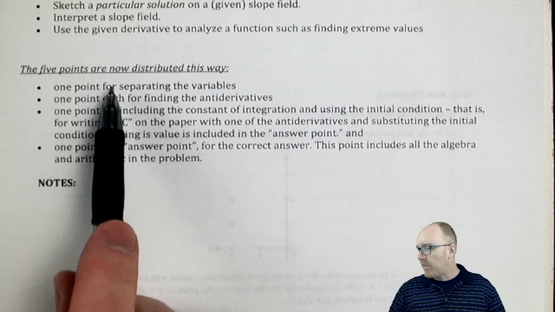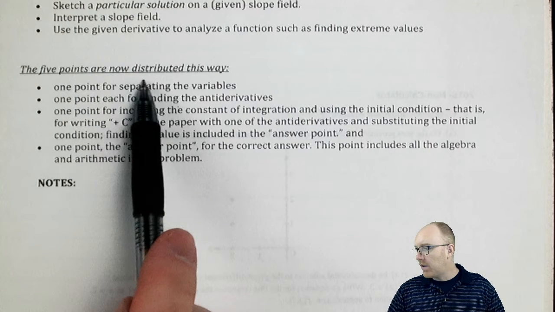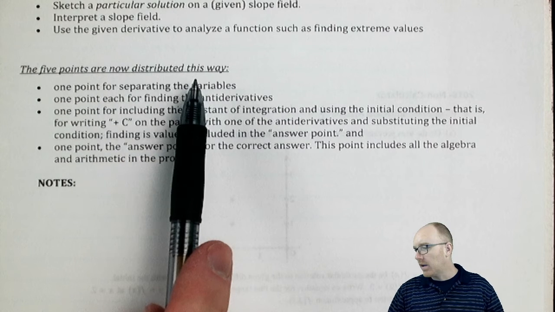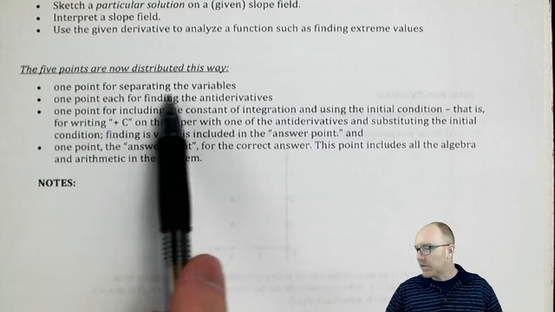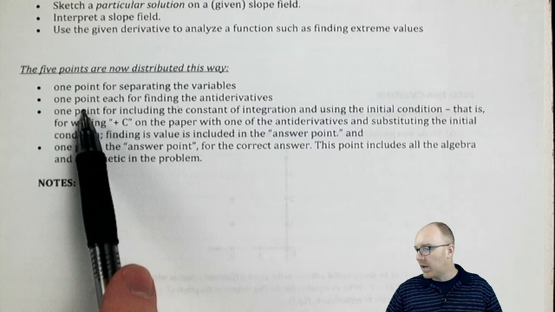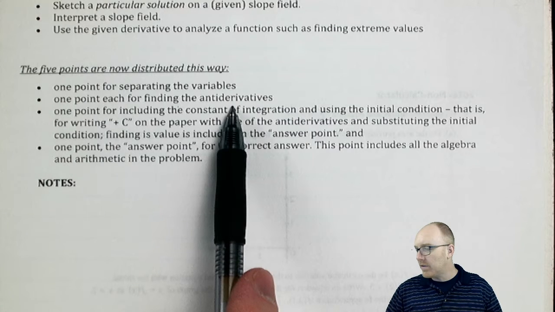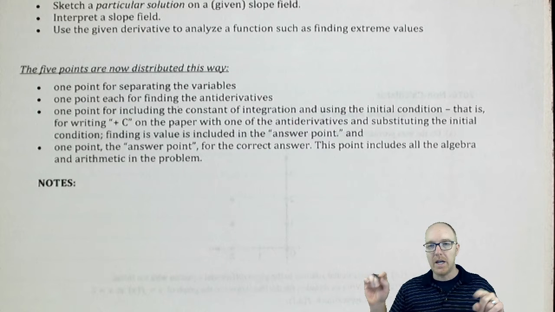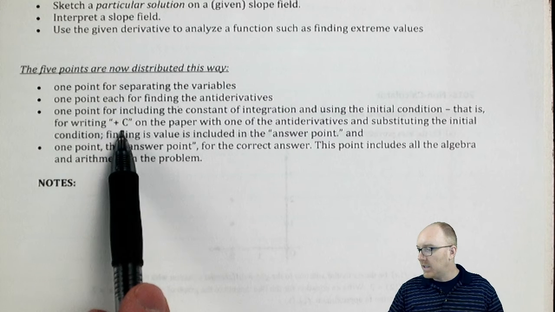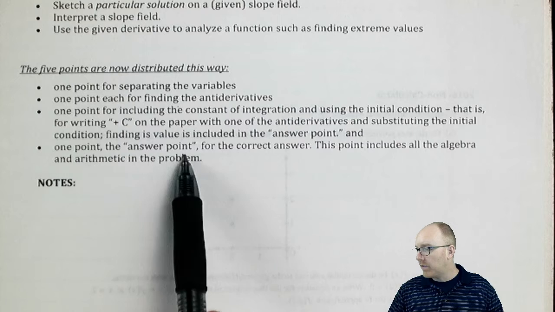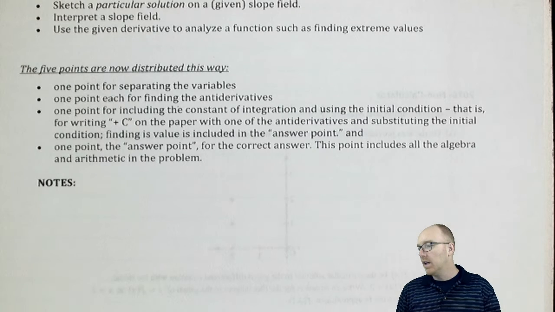All right, 5 points. The 5 points are now distributed in this way. Okay, so separation of variables generally is 5 points out of the 9. 1 point for separating the variables. 1 point each for finding the antiderivatives. So you take the antiderivative on both sides. All of a sudden, you've gotten 3 out of the 5 points if you've done that correctly. You write a plus C, get another point, and then 1 point, the answer point, for the correct answer. This includes all the algebra, arithmetic, everything like that.